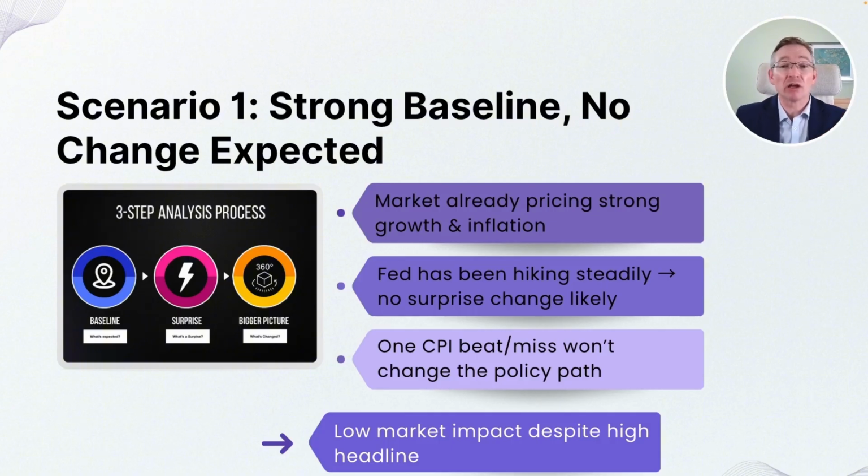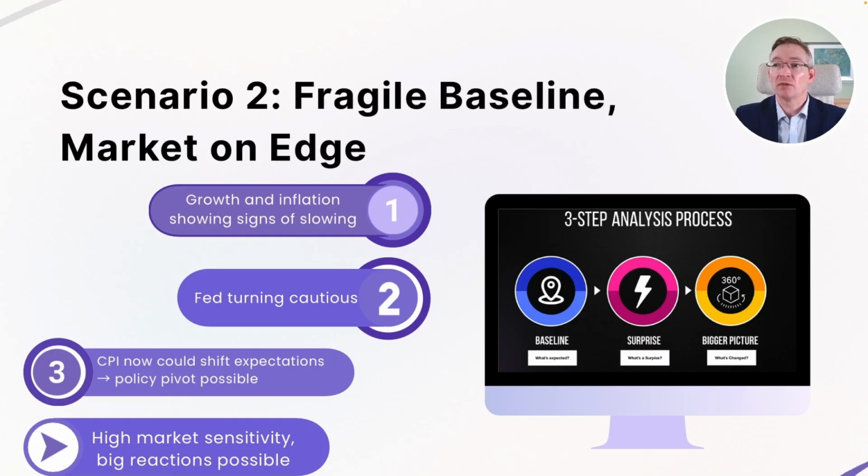In this scenario, the inflation print wouldn't matter. But let's look at a different baseline, one that's fragile. So let's say, for instance, growth and inflation have been showing signs of slowing. Maybe there's been a GDP print that's come out below market expectations. Maybe there's been some weak PMI prints coming out. And maybe there's been some talk of inflation expectations falling as well.